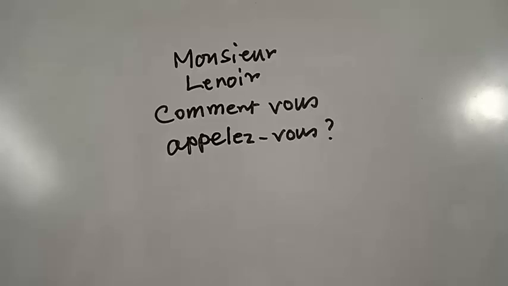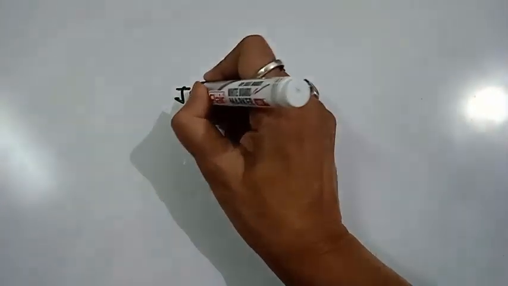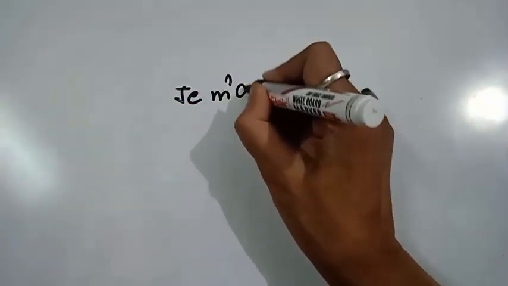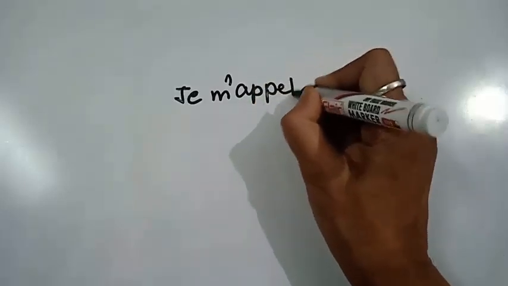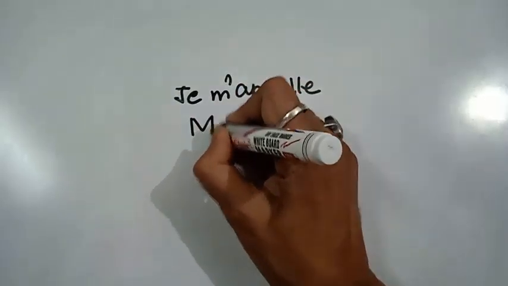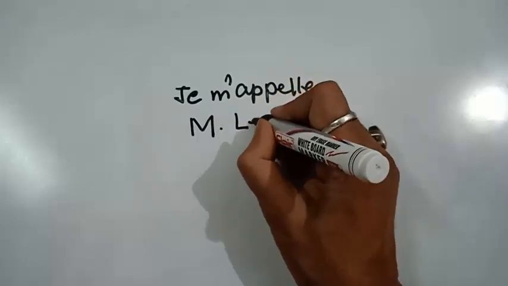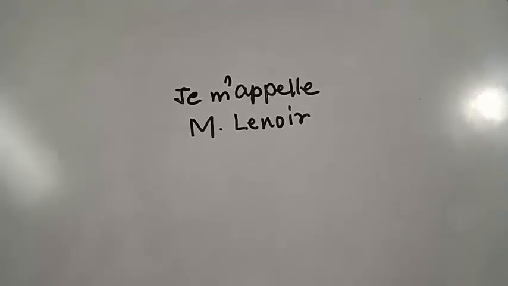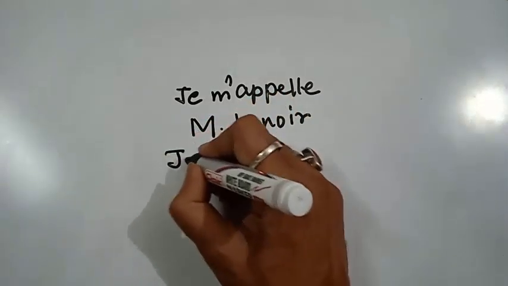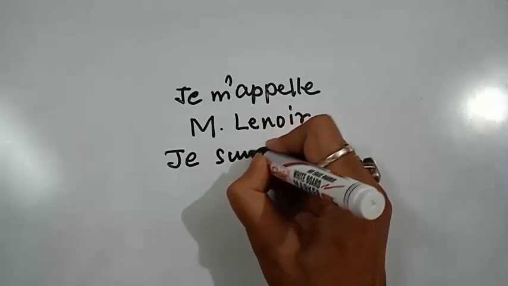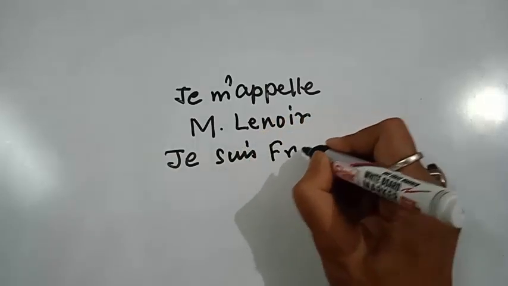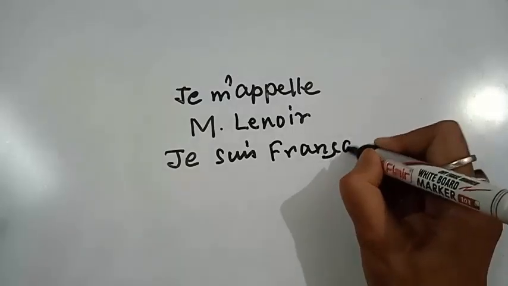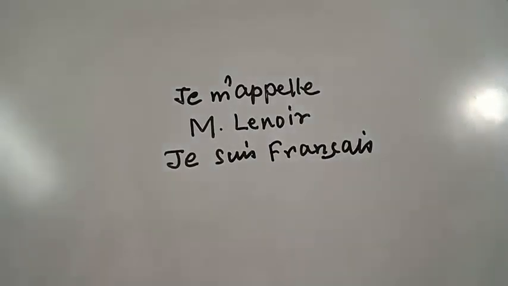Now, Mr. Lenoir is giving the reply. Je m'appelle M. Lenoir. My name is M. Lenoir. Je suis français. He is telling that I am French. Okay.